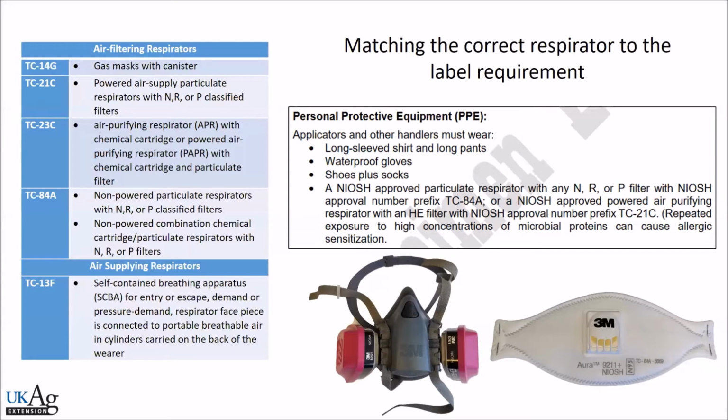A TC23C is designed to remove organic vapor contaminants from the air, but you must be sure to use the correct type of cartridge for organic vapors. Some labels will also require a particulate pre-filter when using this type of respirator. These are attached on top of the cartridges. The respirator on the left is an example of this.